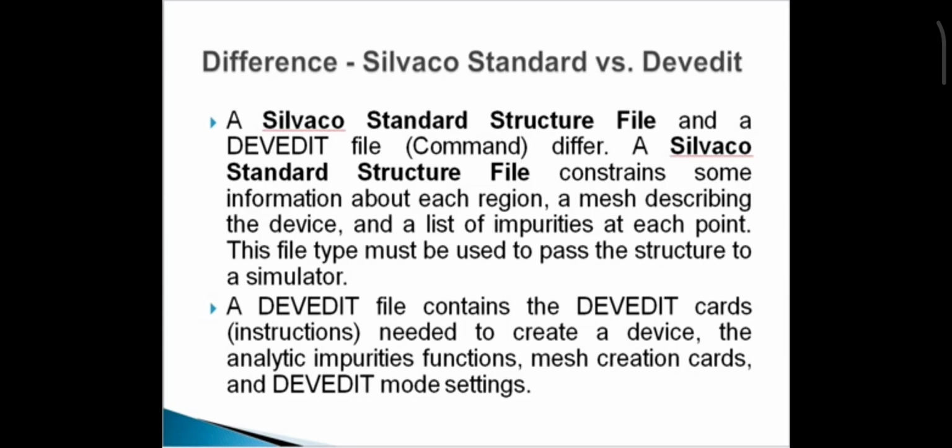A Silvaco standard file contains some information about each region, a mesh describing the device, and a list of impurity at each point. In the Silvaco standard file, first we have defined meshing, after that region with the material, doping and electrode statement. You can also define the impurity at each point. This file type must be used to pass the structure to a simulator.